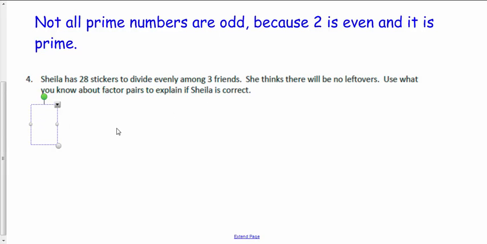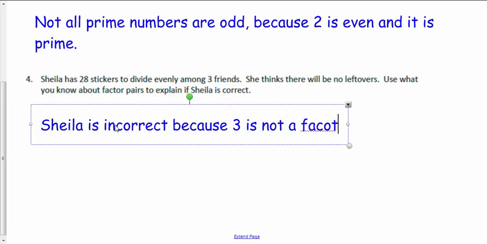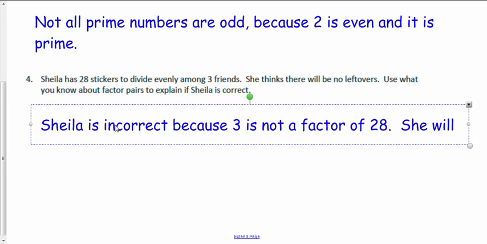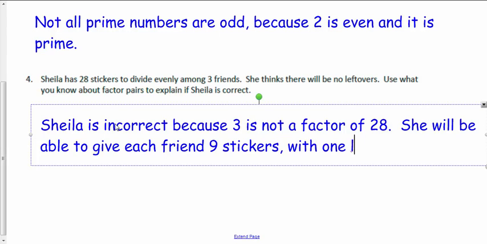So I'm going to say that Sheila is incorrect because 3 is not a factor of 28. She will be able to give each friend 9 stickers, with 1 left over. Think about it. 3 times 9 is 27. That's as close as you can get to 28, but there will be 1 left over.